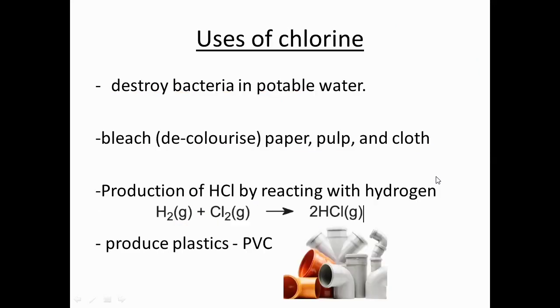And then the uses of chlorine. Chlorine is used to destroy bacteria in potable water, and chlorine is used as a bleaching agent to decolorize paper, pulp or cloth. It is also used in the production of hydrochloric acid by reacting with hydrogen gas, and it is used to produce plastics like PVC.